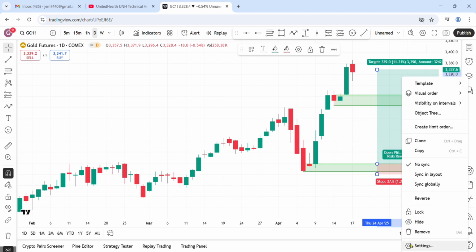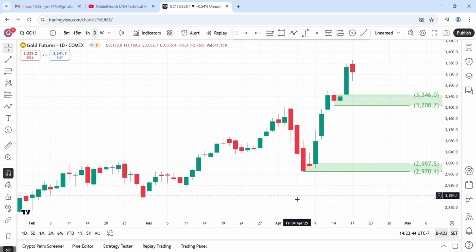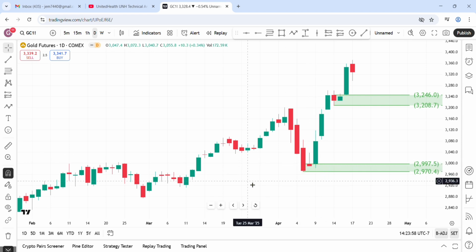So what we've done here today is we have assessed the trend. We have assessed two potential entry points based on clues that institutions could be stacked up trying to buy in this level here and that level there. And both of those trades would have very high reward to risk ratios.